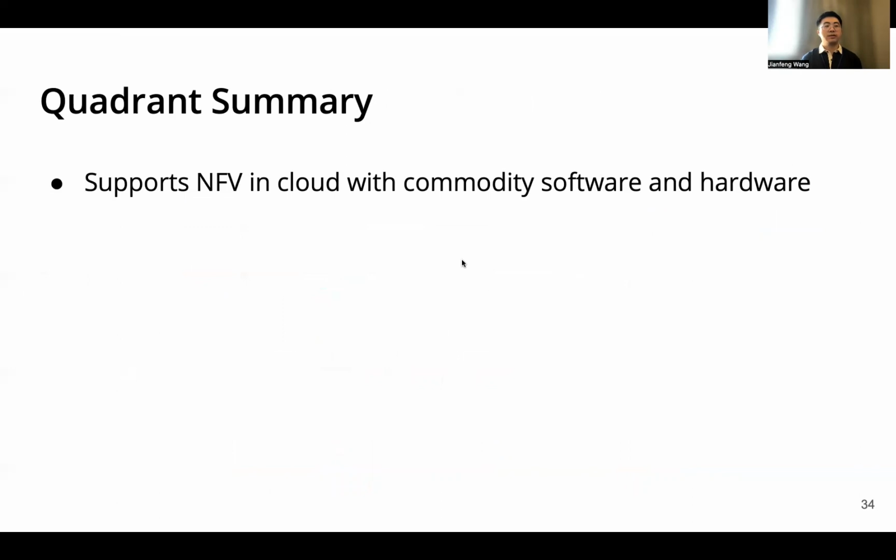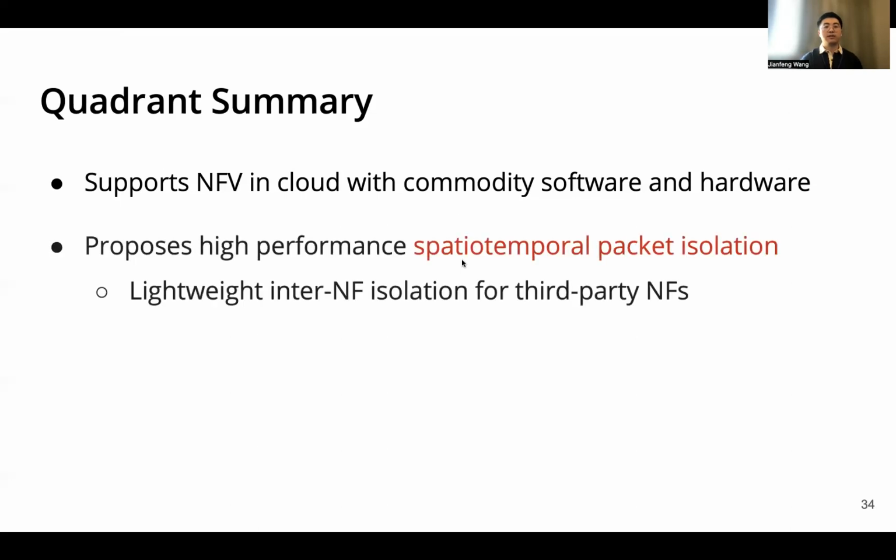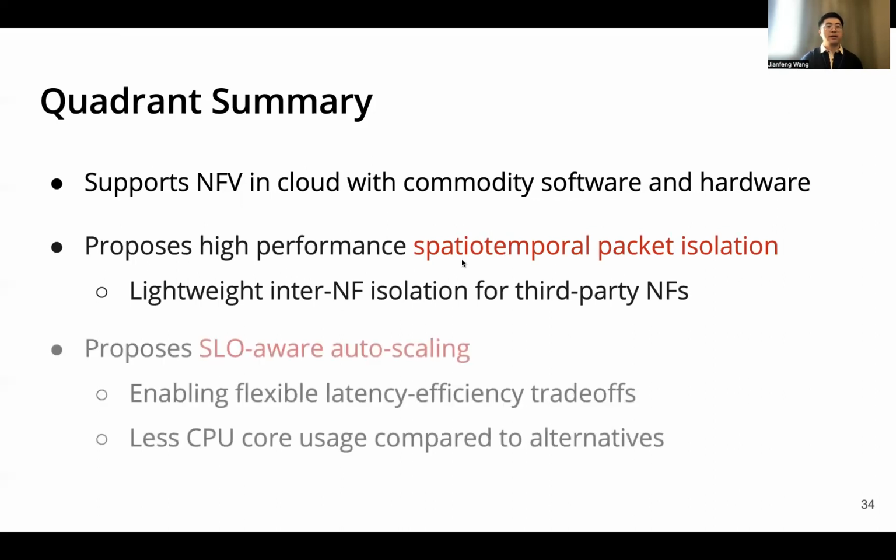To summarize, Quadrant is the first cloud-deployable NFV platform that supports NF chaining, isolation, and scaling in cloud context without losing performance or generality. Quadrant proposes spatial-temporal packet isolation, which is a lightweight inter-NF isolation mechanism for running third-party network functions. And we propose SLO-aware auto-scaling, which is able to adapt system resources allocated to each network function chain to meet latency objectives. And our scaling algorithm uses fewer CPU cores compared to alternatives when both are providing isolation to network functions. Thank you.